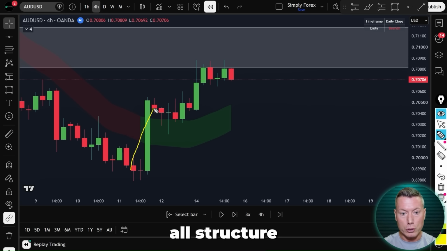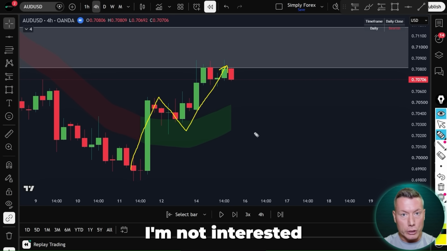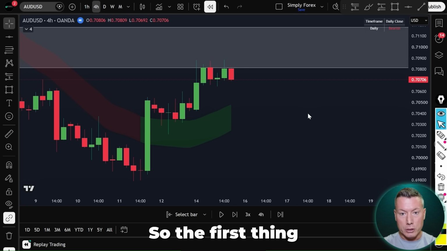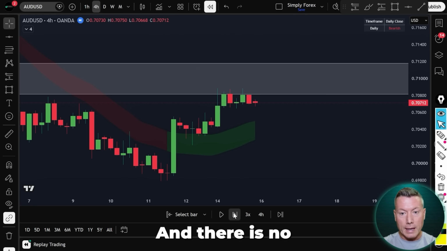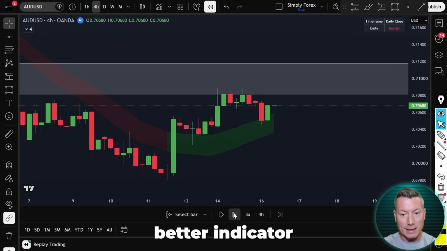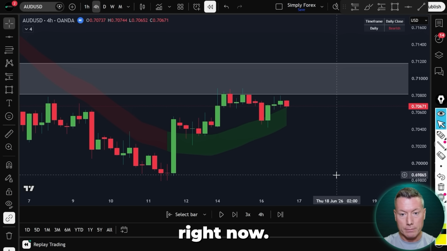First of all, structure and trend. We are in an uptrend, right? I'm not interested in selling that. So the first thing we need to wait for is a structure break. And there is no better indicator than a structure break, right?